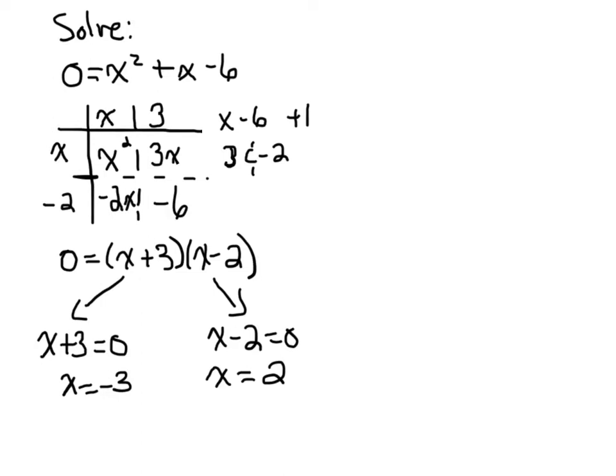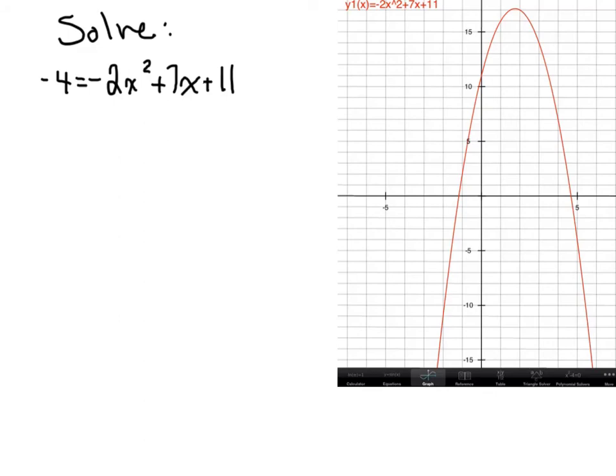The other way is to graph it. So if I could create a table of values and graph, and see if we can determine what the x-intercepts are that way. All right, so now we're going to solve this particular equation. We have negative 4 equals negative 2x squared plus 7x plus 11. And so I've included the graph here so that we can kind of look at what's happening.